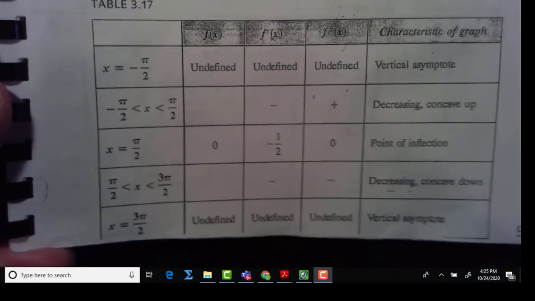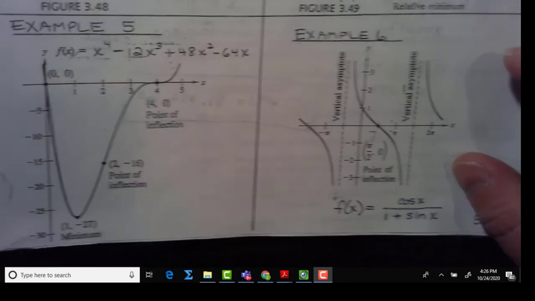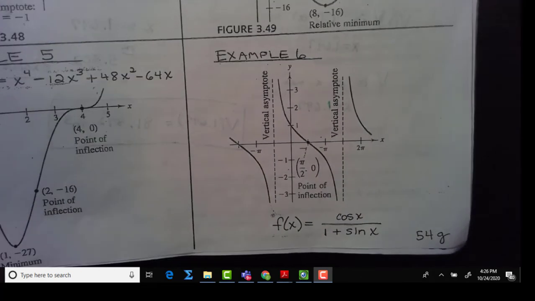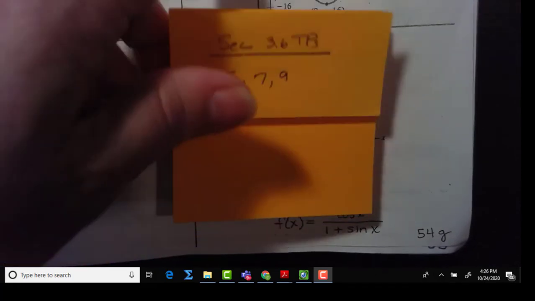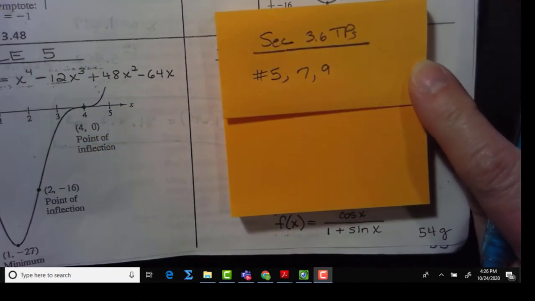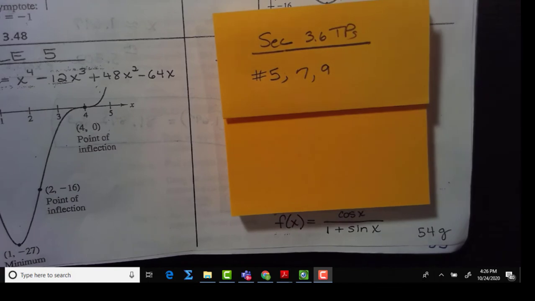So again, here's your chart. There's your graph. Be sure to go back and look at the comments on examples 5 and 6. Your TPs are numbers 5, 7, and 9. See you next time. You have a lot of work to do. Be sure you get it done.